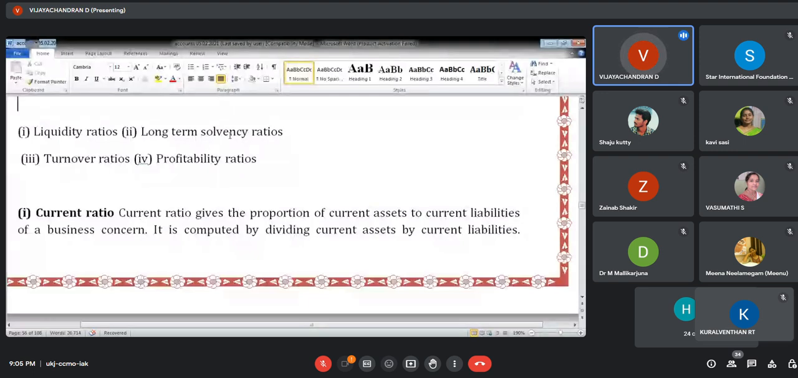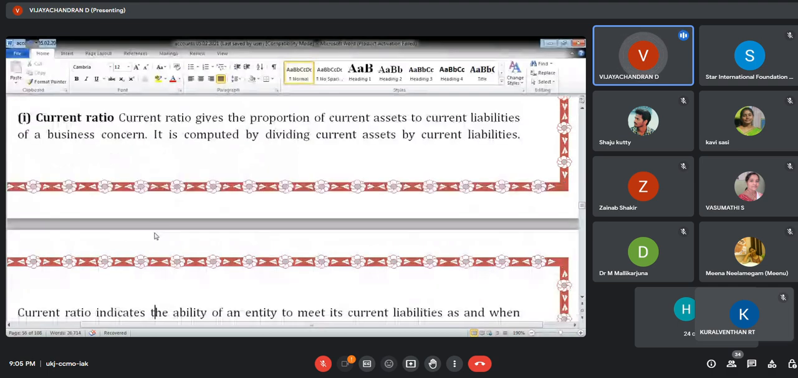Okay. Current ratio, as you know, is current asset divided by current liability. What is the ideal ratio? Can you say what is the ideal current ratio? What is the standard ratio? Any answers? Current asset divided by current liability. Okay. 2 is to 1, sir. Correct, sir. 2 is to 1 is the ideal. Very good, ma'am.